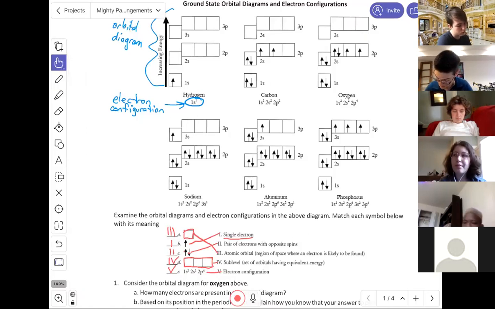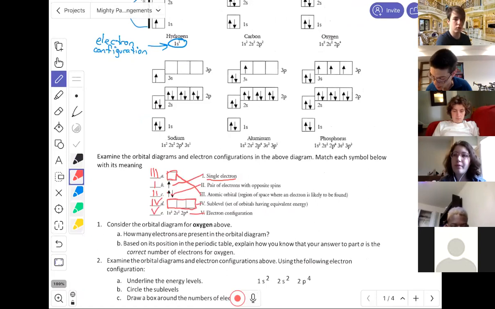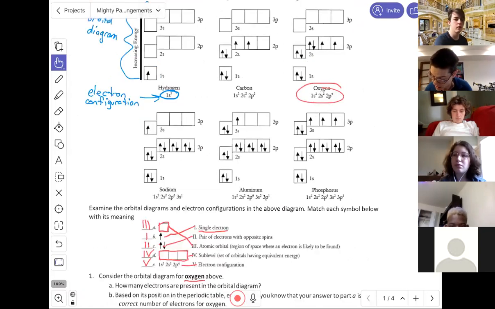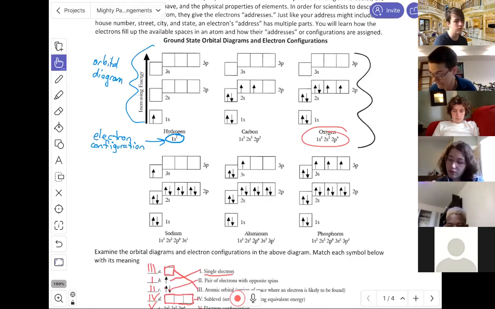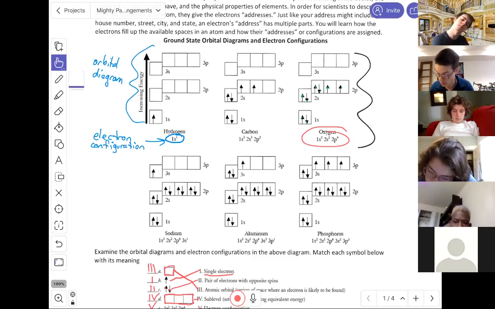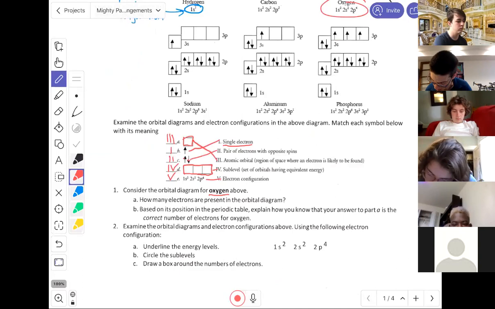So with that being said, it says consider oxygen up above. So this guy, I'm going to rewrite it. Oh, they already wrote it. So how many electrons are in this diagram? How many electrons are in there? In the whole thing. So in the whole thing, there are 8. Okay, so how many electrons are present in the diagram? There are a total of 8.